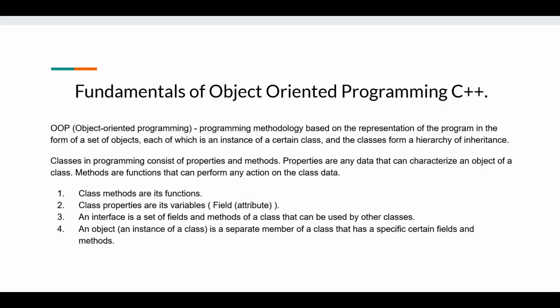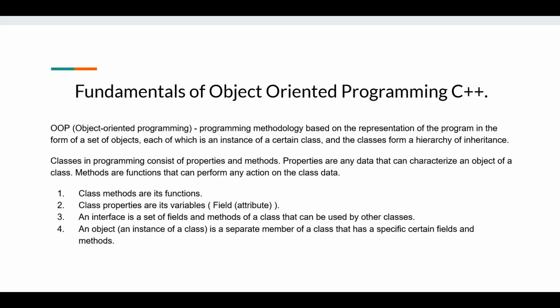Object-oriented programming is a programming methodology based on representation of a program as a set of objects, each of which is an instance of a certain class, and the classes form a hierarchy of inheritance. Classes in programming consist of properties and methods. Class methods are its functions. Class properties are its variables, fields.